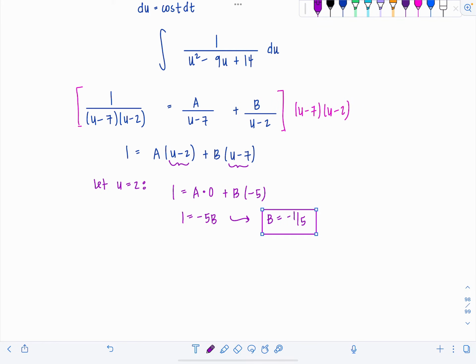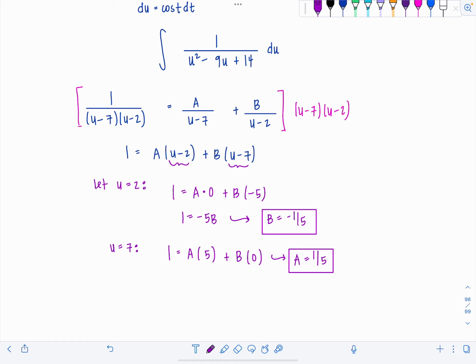And then you just repeat that again, and this time we're going to let u equal positive 7. So then I have 1 equals A times, I'm plugging it in right here, 7 minus 2 is 5, plus B times 0. So 5A is 1, which means A is 1/5.